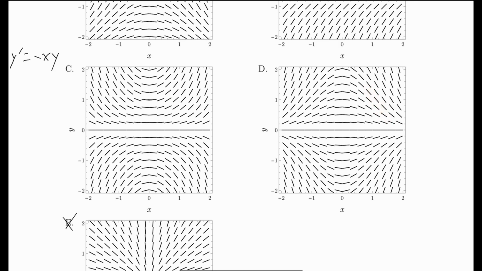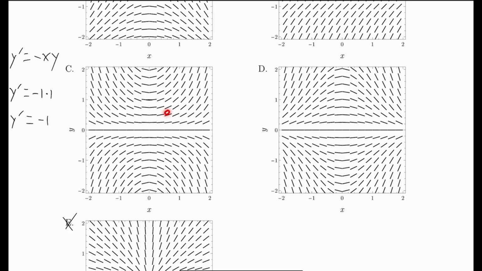So let's just plug in a point and check. Let's plug in (1, 1) in the first quadrant. That would give us y prime is equal to negative 1 times 1. Y prime is equal to negative 1. So we should have a negative slope at (1, 1), or at any point in the first quadrant here.